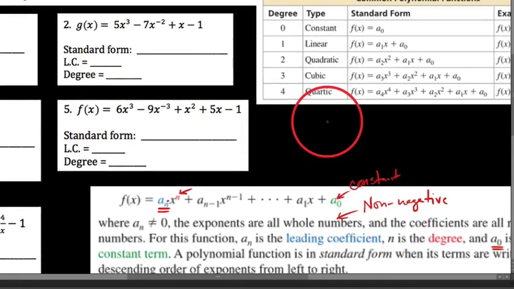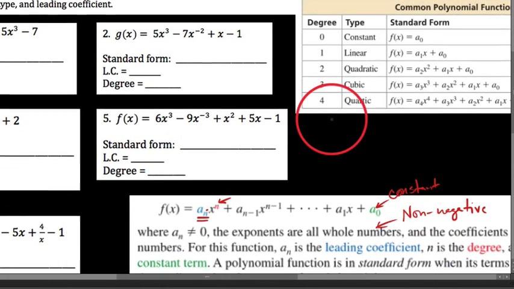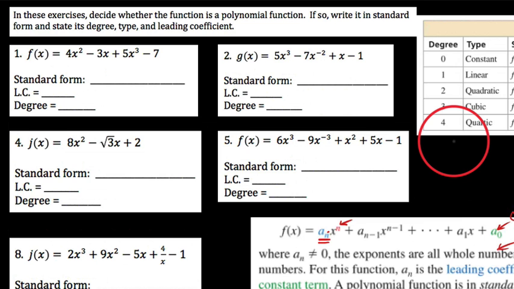Well, let's take a look at all these. Remember, the two things we want to check here are for real coefficients, so no imaginary coefficients, and also non-negative whole number exponents. So when we look at number 1 here, it says our function of x, or y, equals 4x squared minus 3x plus 5x cubed minus 7.